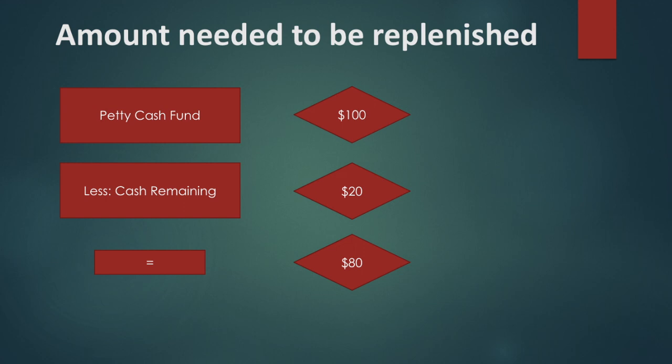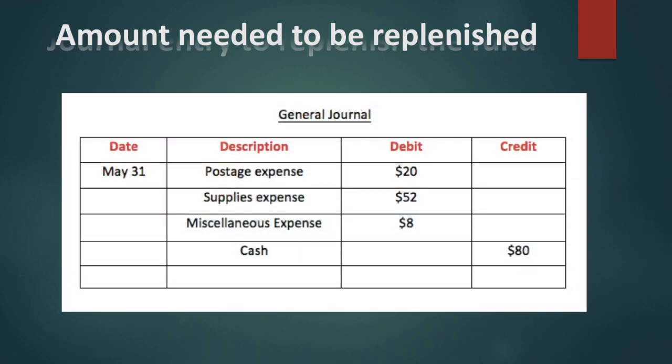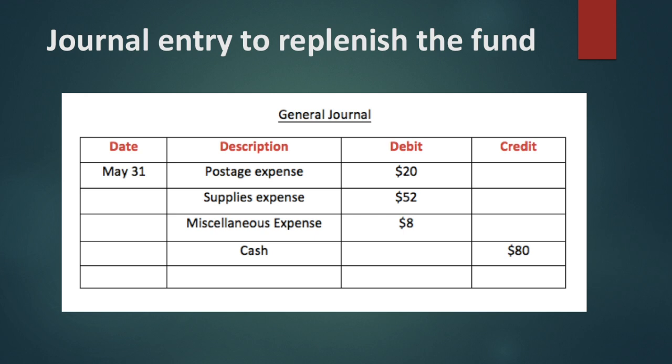To replenish the fund, the remaining cash is counted and subtracted from the starting balance, thus meaning the amount needed to replenish the fund is $100 minus the cash remaining, $20. Therefore, a total of $80 would be required to replenish the fund. In the general journal, all accounts that are debited should relate to expenditure, and then the cash cheque is recorded as a credit.